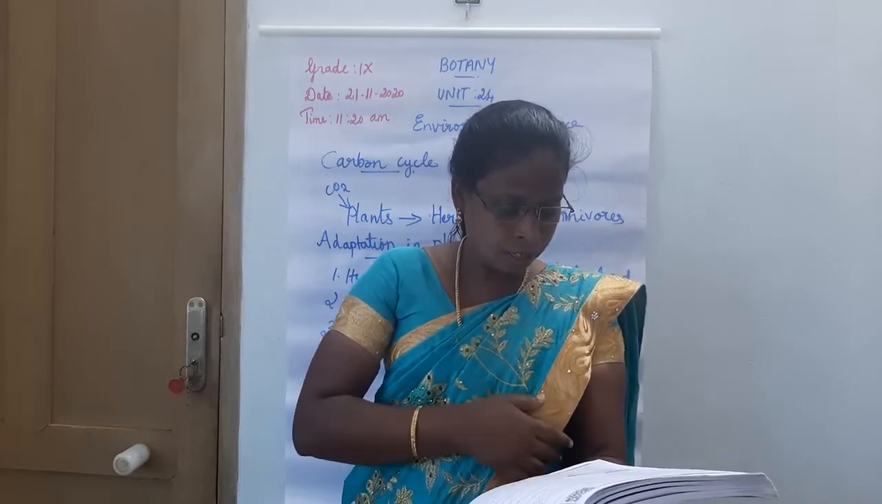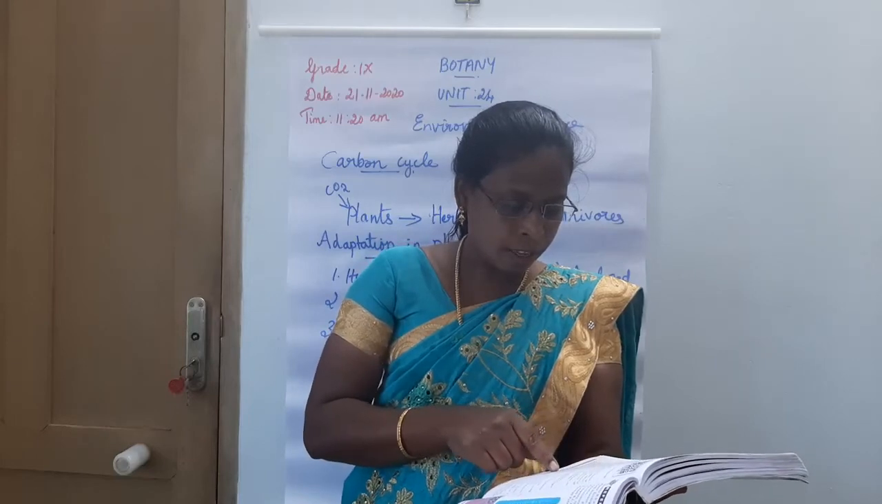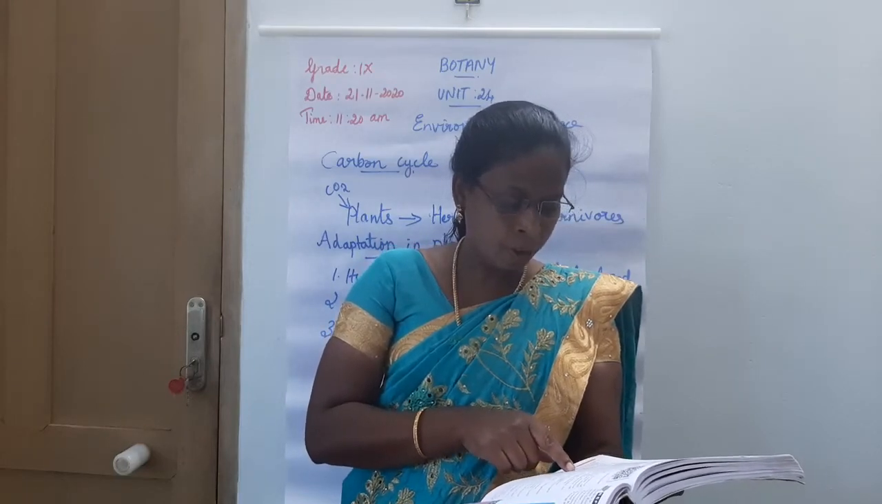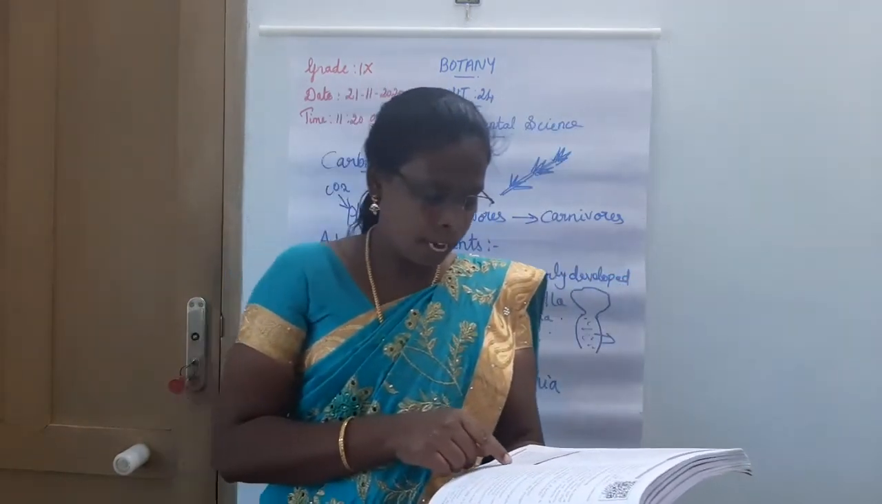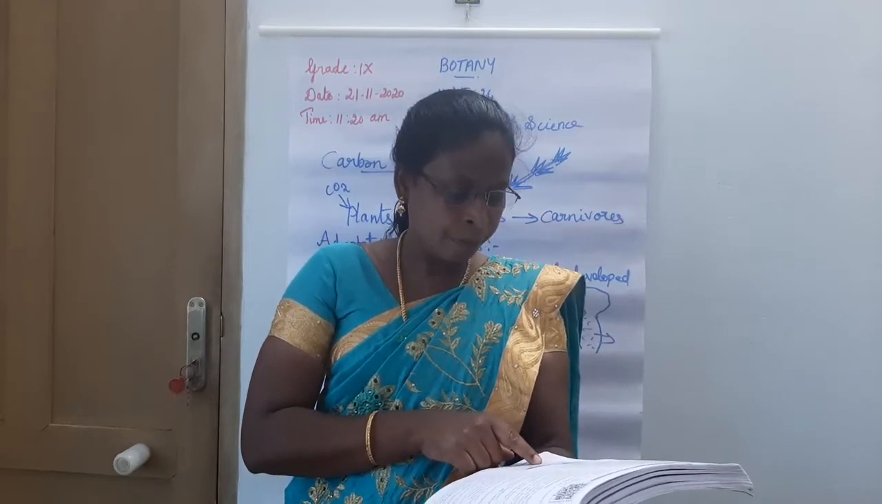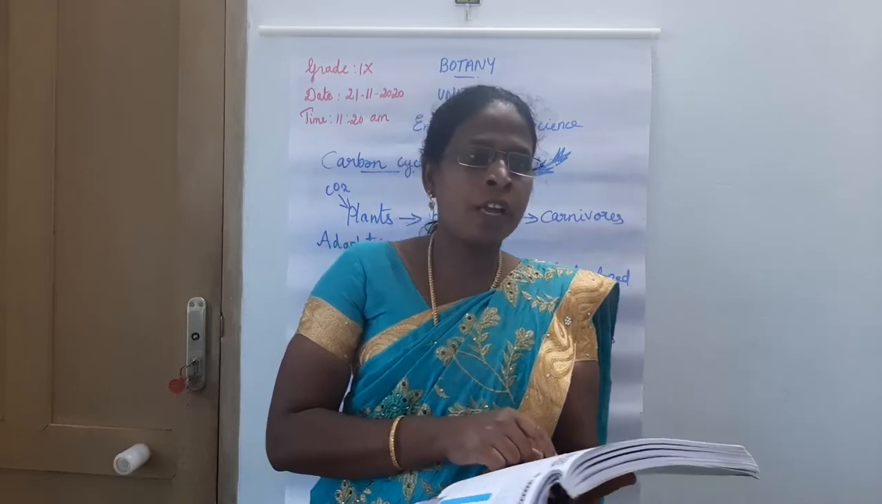Then Roman letter 3, say true or false. Correct the false statement. First one, nitrogen is a greenhouse gas. See, the statement is wrong, so you can write false. Now you can correct the statement. In the place of nitrogen, you can write carbon dioxide.